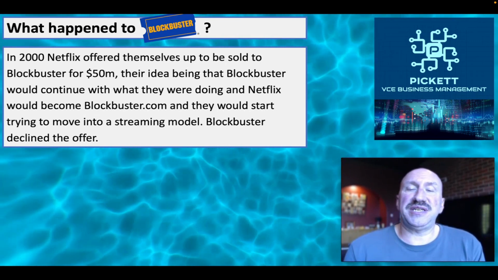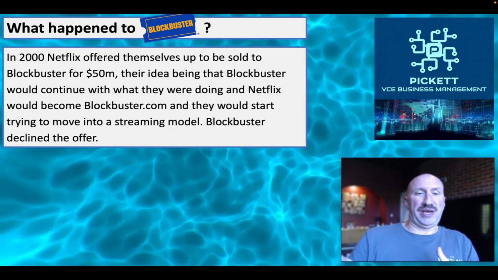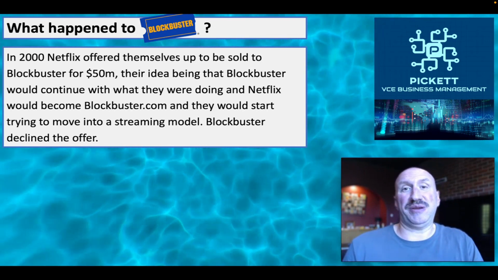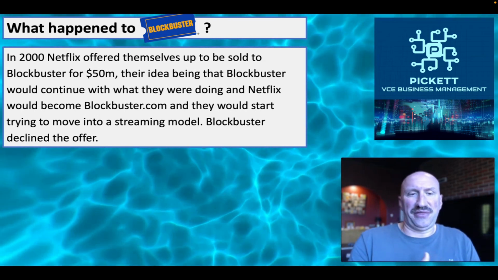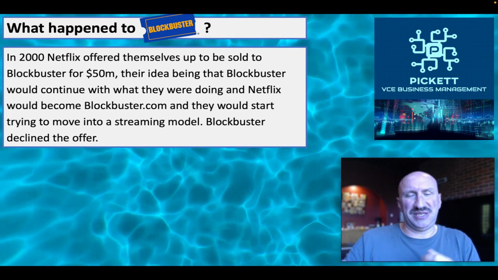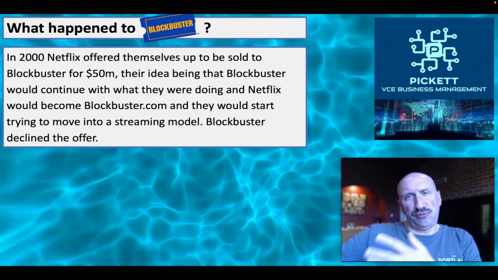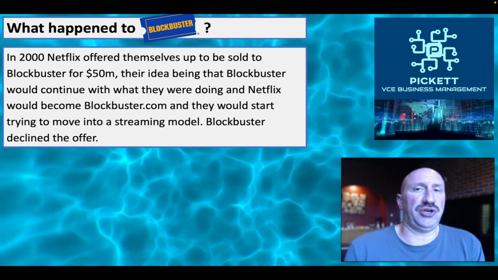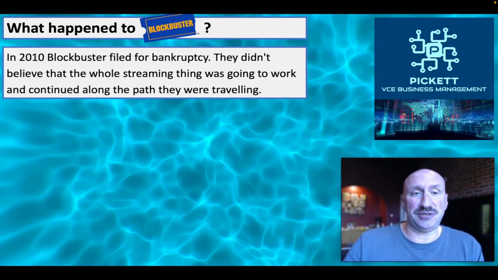Their idea being that Blockbuster would continue what they were doing and Netflix would become Blockbuster.com, and they would start moving into the streaming model. So the streaming technology was starting to become a thing at that time. Okay, but basically it seemed like a good synergy between the two businesses. Blockbuster could buy Netflix, they could run the two models and then move into streaming over the coming years. Blockbuster turned down that offer to buy Netflix for $50 million.